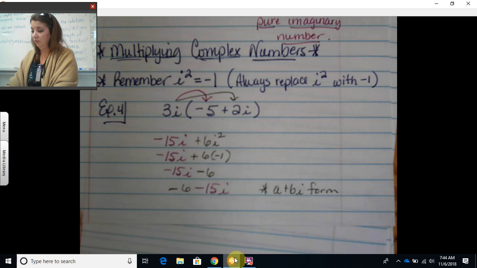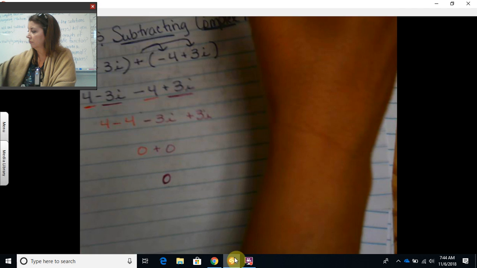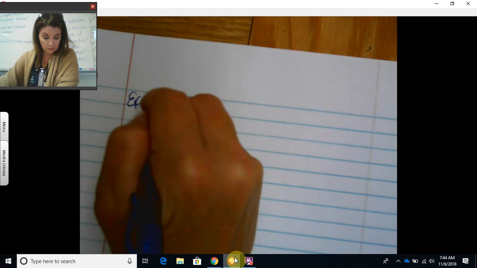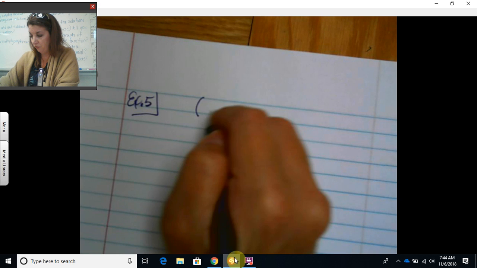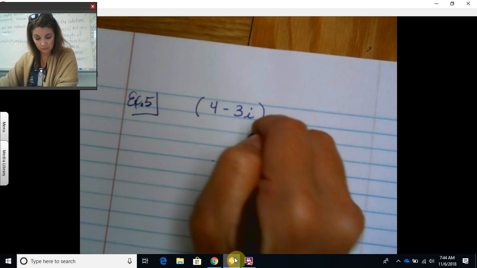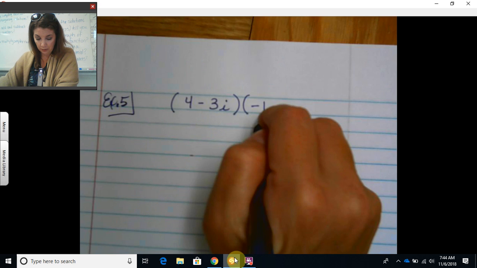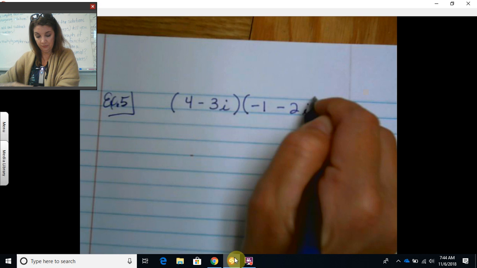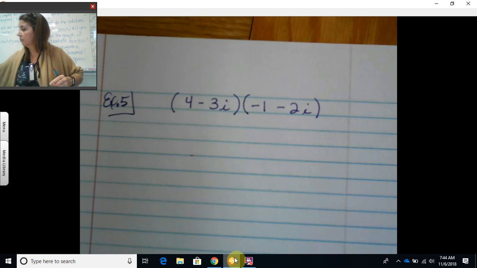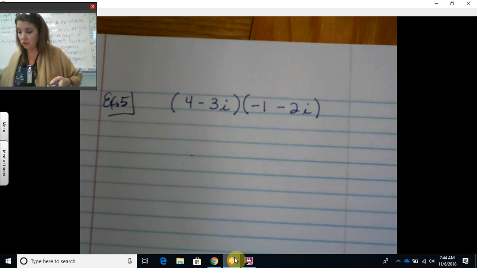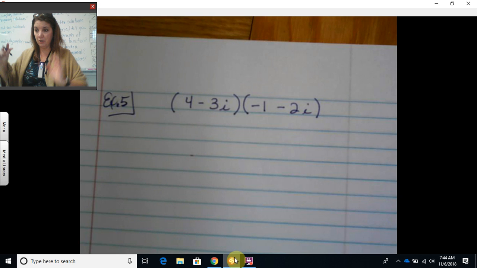All right, example 5. We have in our first set of parentheses 4 minus 3i. Second set of parentheses, -1 minus 2i. All right, so now I have a binomial times a binomial. So we know we have to distribute every term in the first set of parentheses by every term in the second set of parentheses, okay?